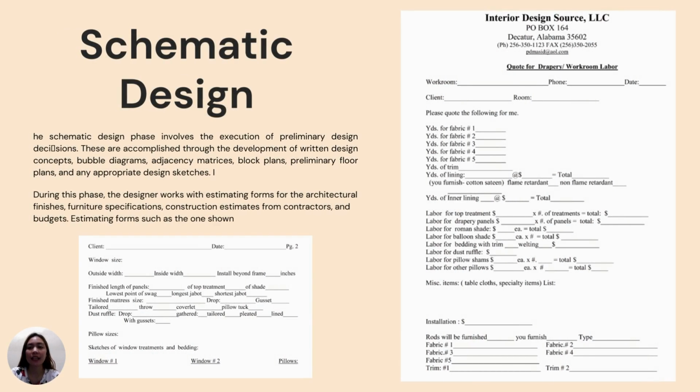Next is the schematic design. The schematic design phase involves the execution of preliminary design decisions. These are accomplished through the development of written design concepts, bubble diagrams, adjacency matrix, block plans, preliminary floor plans, and any appropriate design sketches. So this is a sample form of an estimating form to help the designer plan a literary treatment for a project.